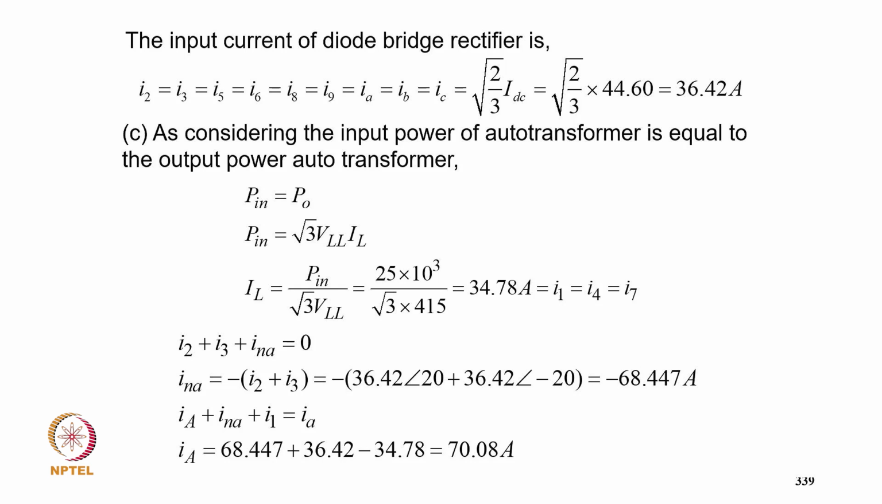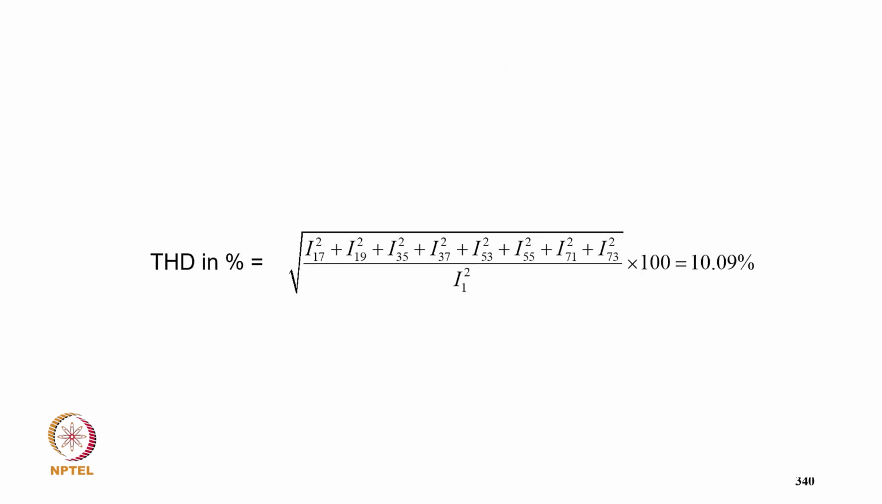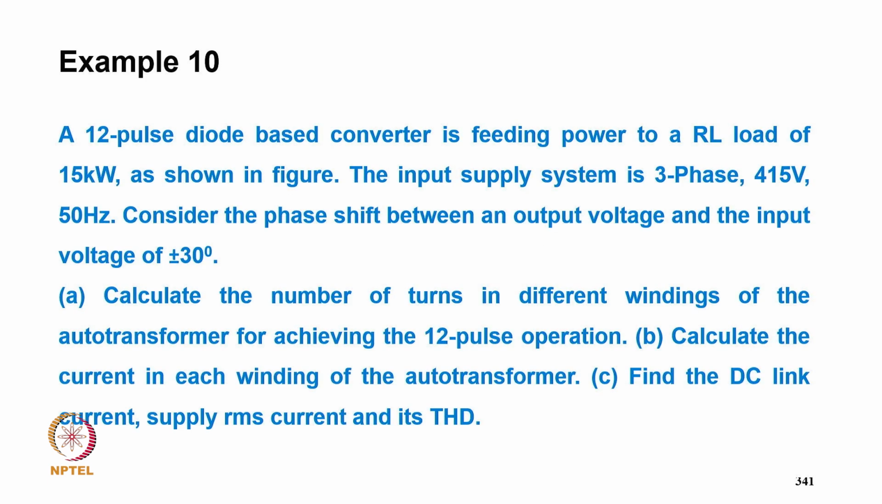And then I2 plus I3 plus IN equal to 0, so we get IN equal to minus 68.447, and IA equal to IN plus I1, so IA comes here 70.08 ampere. And THD here, considering 18 pulse, like 17, 19, 35, 37 harmonics, the sum of all harmonics squared upon I1, times 100, is 10.09.